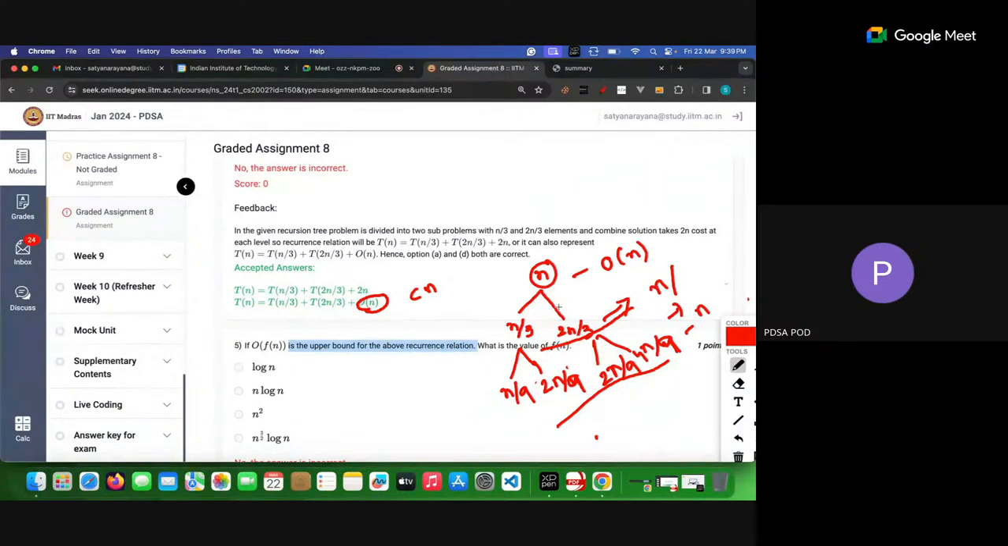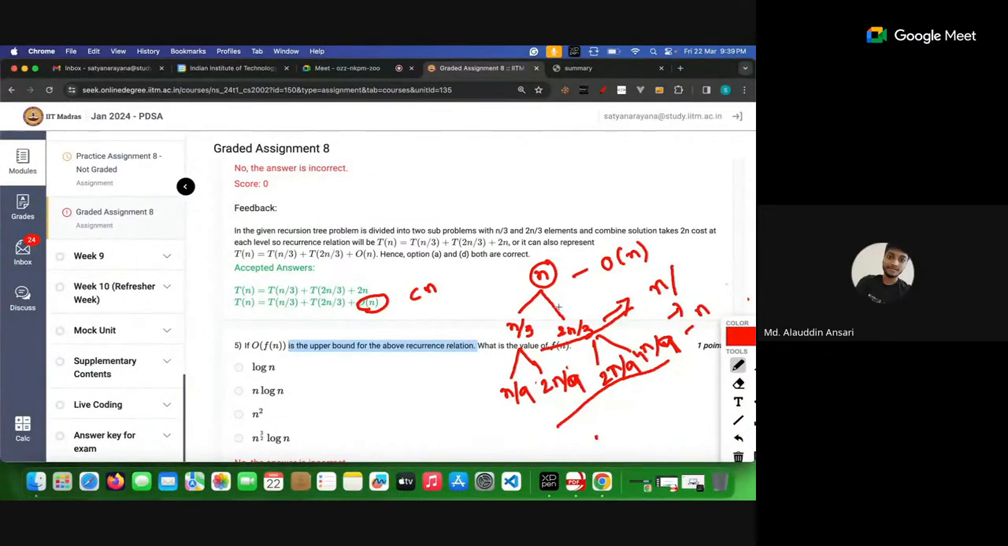Why is B the answer? Because we already got that f of n is n. So due to that similarity we got log n, so we got that the right option is B. Yes. Hope you got it. Yes, sir. Thank you, sir.